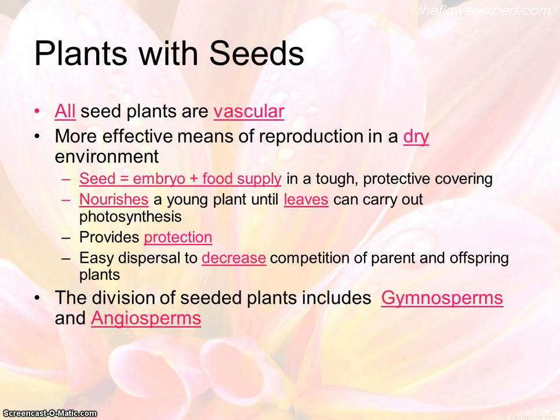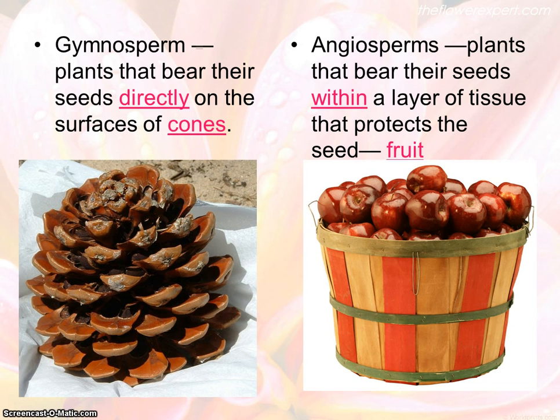There are two big categories of our seed-bearing plants, our gymnosperms and angiosperms. Then we can further break down our gymnosperms and angiosperms by whether or not they produce flowers. A gymnosperm is a plant that produces its seed directly on the surface of cones. So any type of cone-bearing tree would be a gymnosperm. The seeds of that particular tree or plant are going to be found within or on the surface of that cone. Our angiosperms are a group of seed-bearing plants whose seeds are going to be found within a fruit.